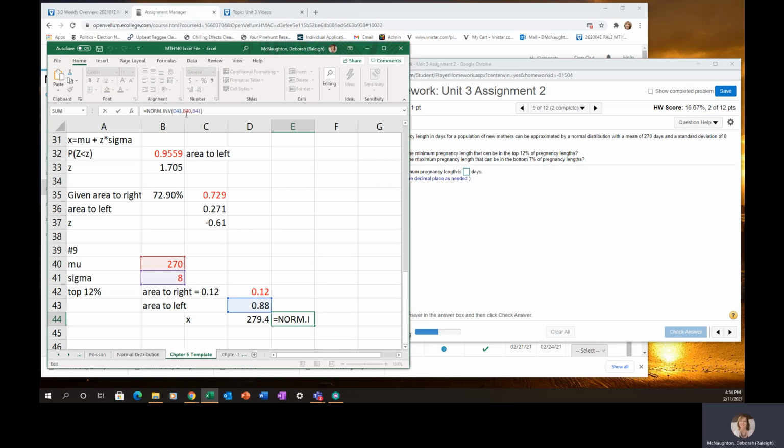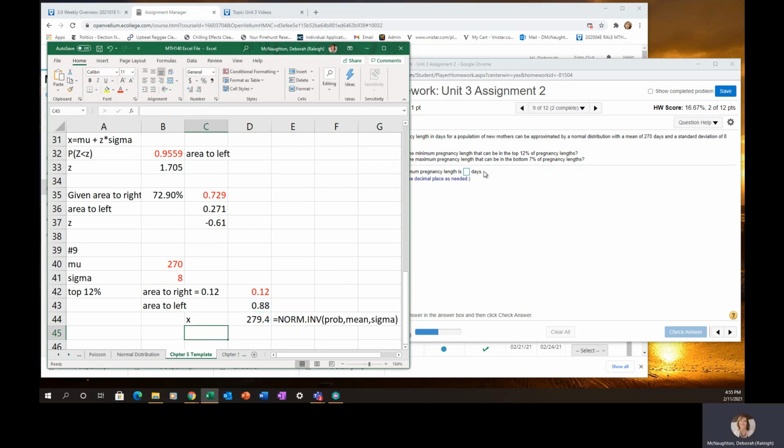What I put in here is norm.inv. This is my probability, and then I put in my mean, and then I put in my sigma. If you look at this, it's the probability, the mean, and the standard deviation.